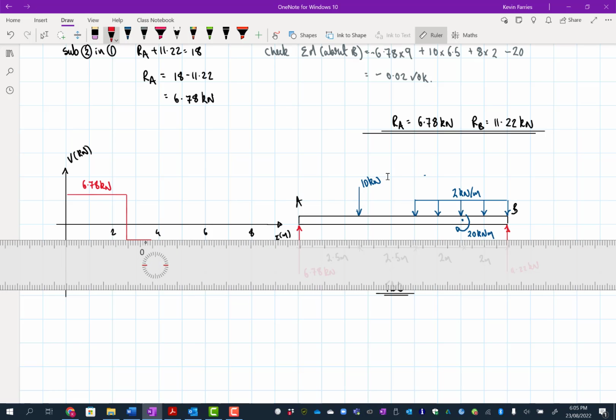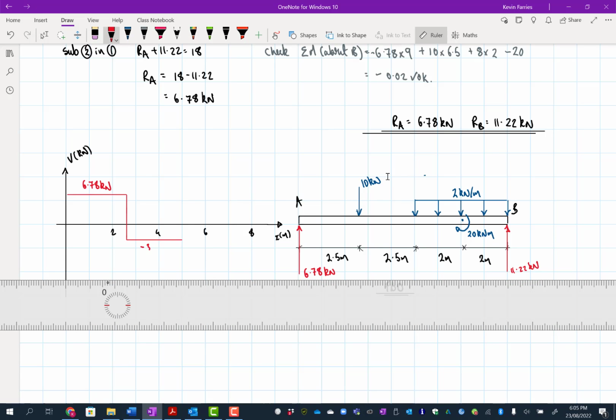So we go along until we get to 5 meters, which is here. And that is minus 3.22 kilonewtons in shear. Okay, now we're getting to this 2 kilonewtons per meter downwards. So for every meter we travel along, it's like a point load of 2 kilonewtons downwards. And so for each meter along, we're going to go down 2 kilonewtons. So now we're at minus 3.22. And so if we go along a meter, we're going to get to minus 5.22.